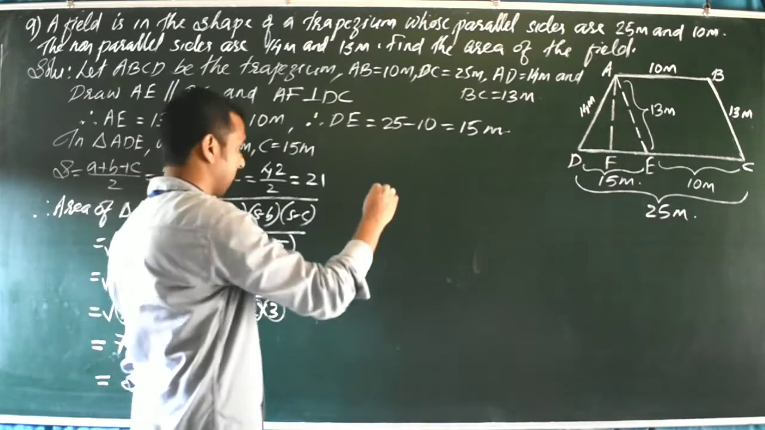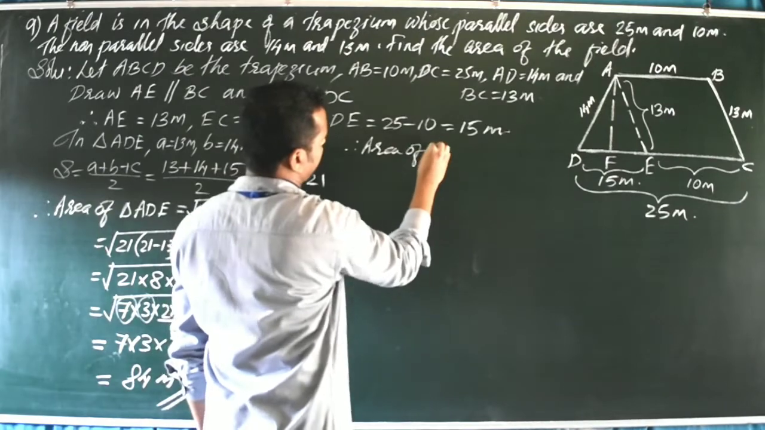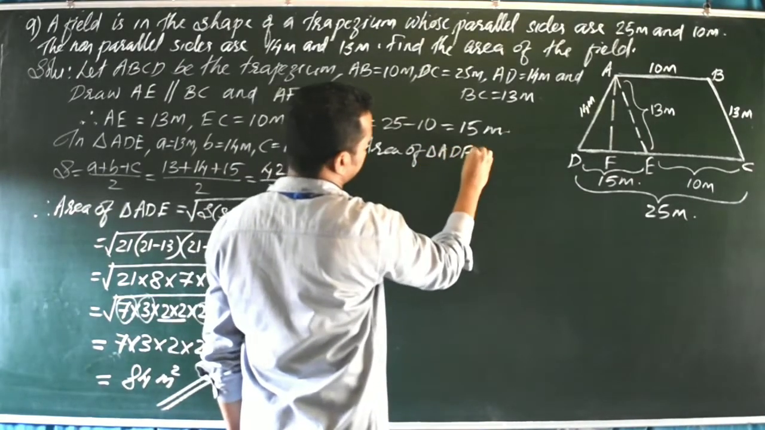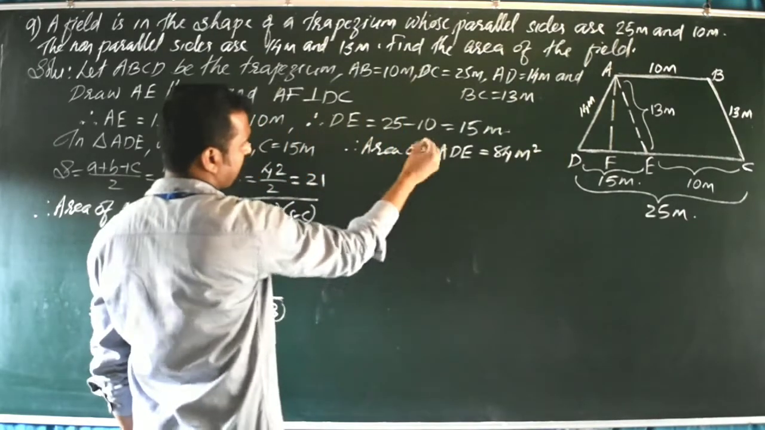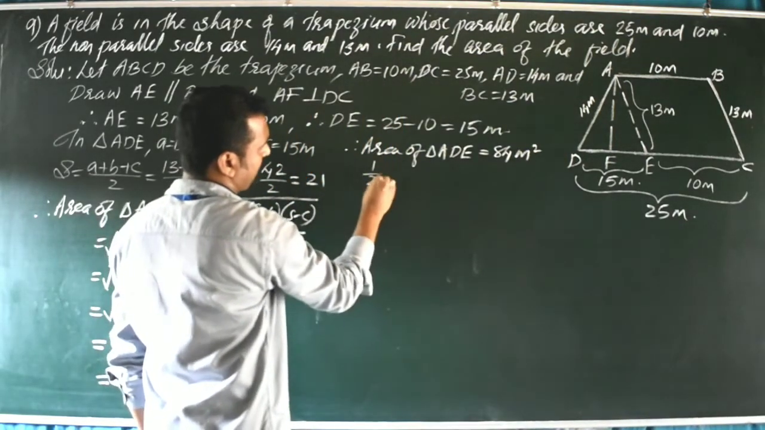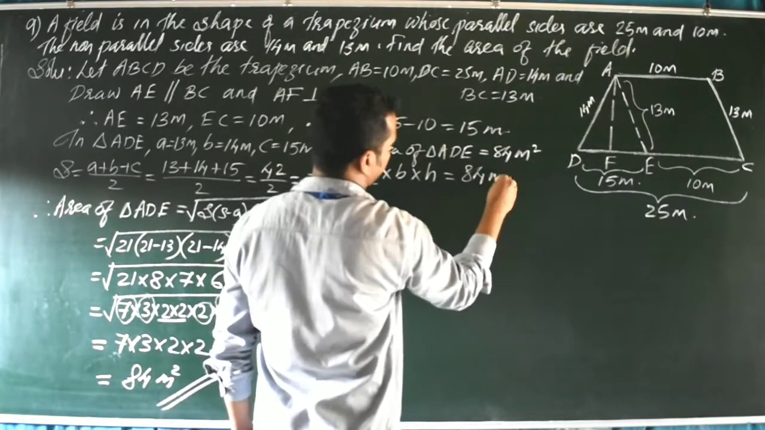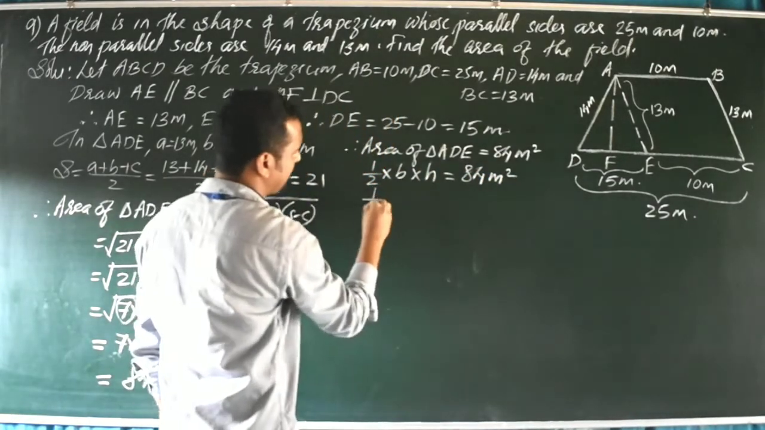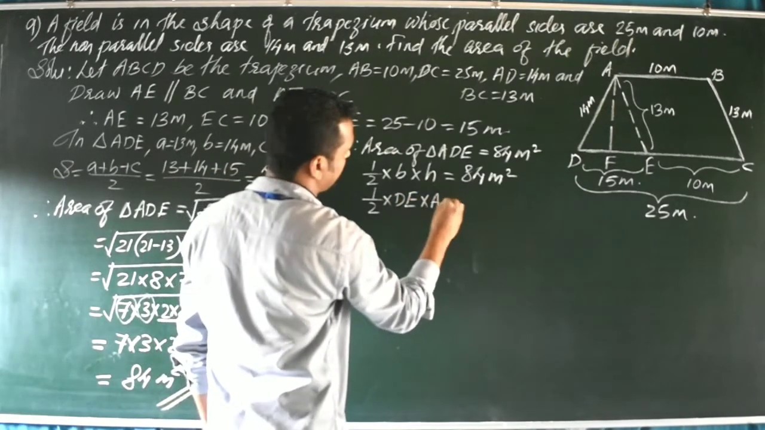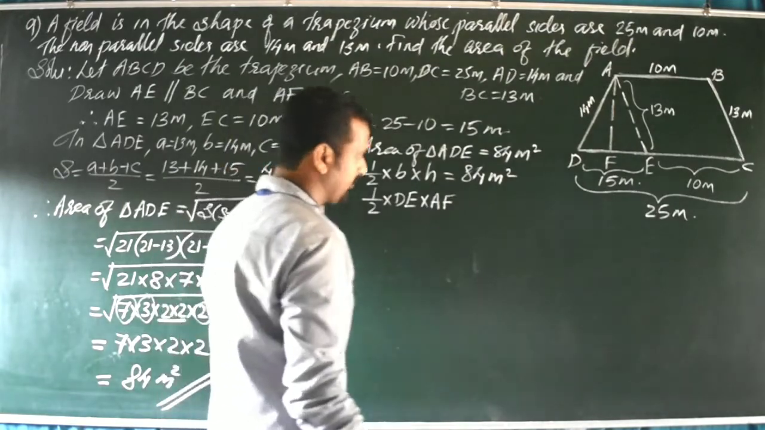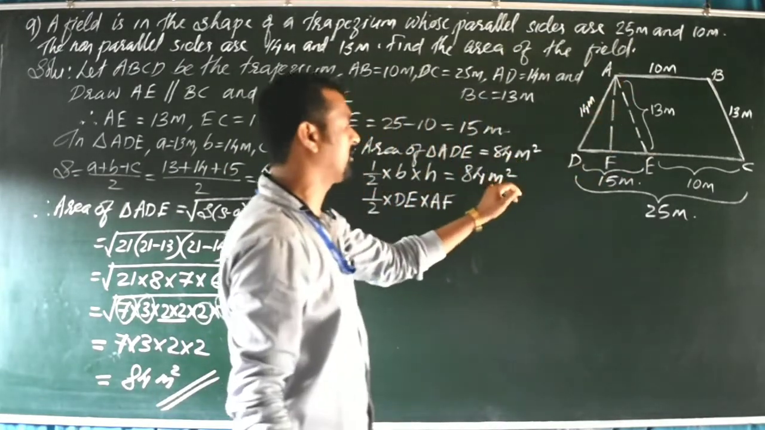Then here we can write, therefore area of triangle ADE is equal to, what is the answer? 84 meters square. Area of triangle ADE is equal to, we can write 1 by 2 into base into height is equal to 84 meters square. 1 by 2 into, which one is the base? DE into height AF. Here you see, area of triangle ADE we got 84 meters square.